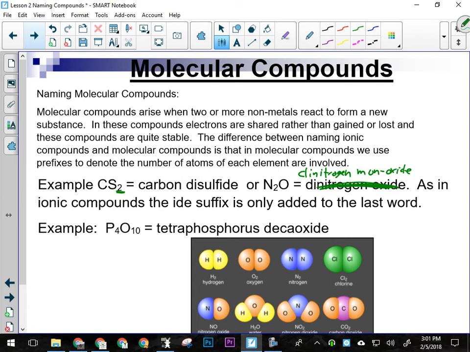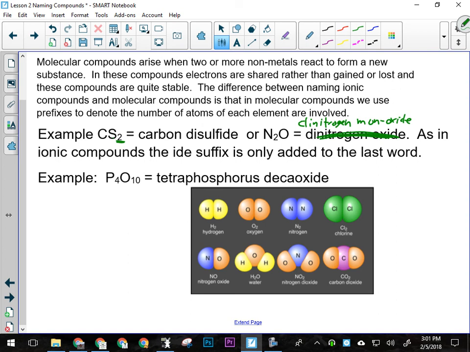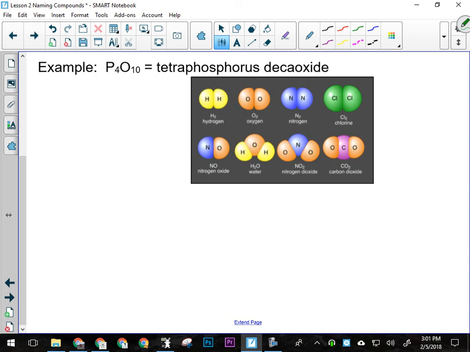This one here would be tetraphosphorus. Tetra means four, not quad. Tetra, and decaoxide. So what you're going to need probably is a list of the prefixes in case you don't know them all. So here they are.